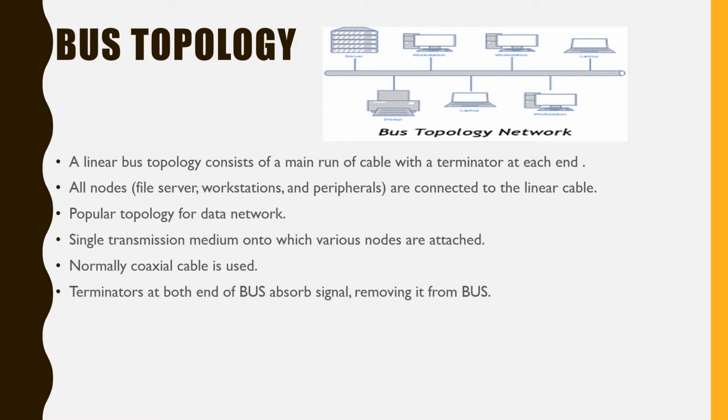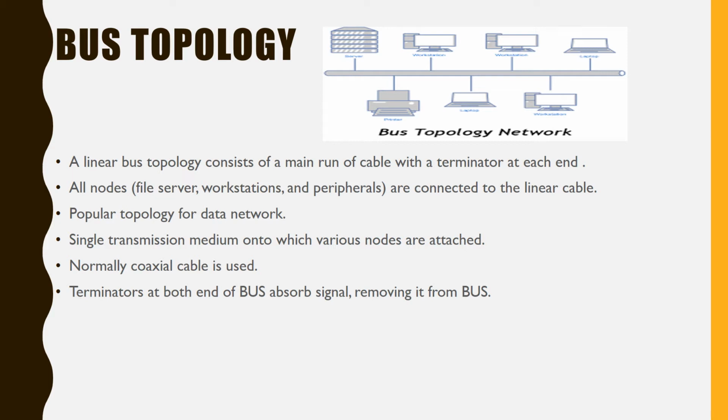Now, a single transmission medium onto which various nodes are attached. There is only and only a single wire which is connected to create this network. Now, because there could be multiple nodes connected in this network, only a wire which could carry a large amount of data at very fast speed can be used. Therefore, normally the wire which is used for this type of network is the coaxial cable.